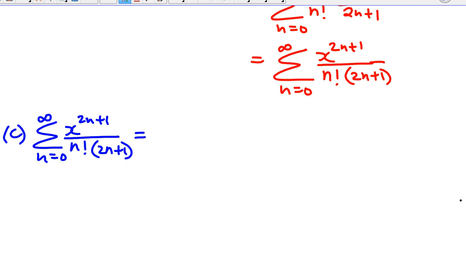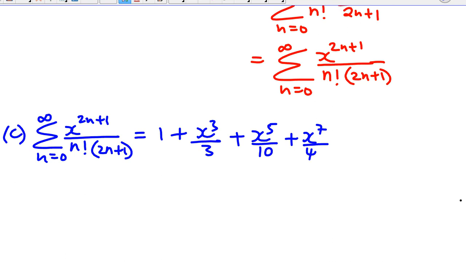You just plug in 0, you'll end up with 1. If you plug in 1, you'll end up with x cubed over 3. If you plug in 2, you'll end up with x to the power 5 over 10. And if you plug in 3, you'll end up with x to the power 7 over 42. And that goes on to infinity, but we just want the first 4 terms.